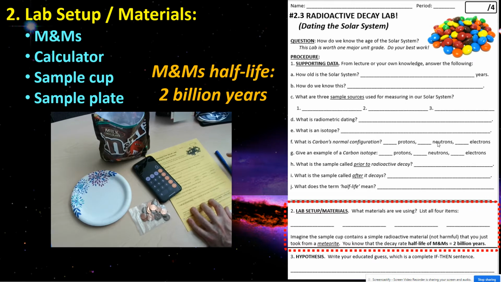There are your things. And please note, it says on the slide in front of you and on your paper, the half-life of M&Ms is, in our example, I've chosen 2 billion years. Now, M&Ms, pennies, just use 2 billion years and you'll be okay. There's your time measurement for a half-life.